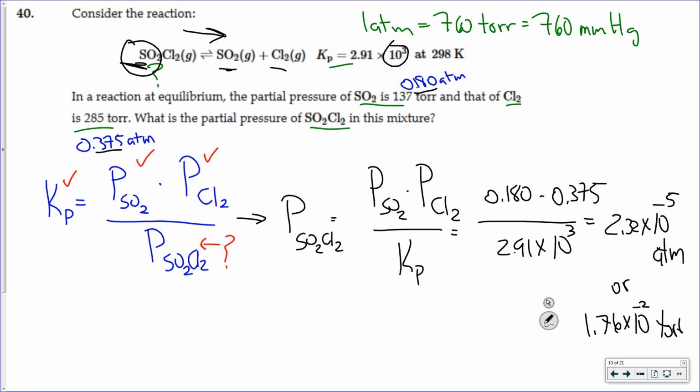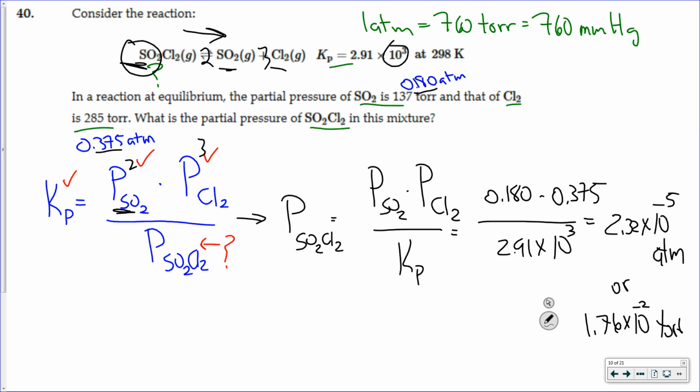Question on that one? Yep. So if there had been coefficients where we had to take them to the powers? Yeah. If this had been a 2 and a 3, we'd have to take it to a 2 and a 3. Absolutely. K sub P's work exactly like K sub C's. The only difference is you use a partial pressure instead of molar concentration. Everything else is the same.